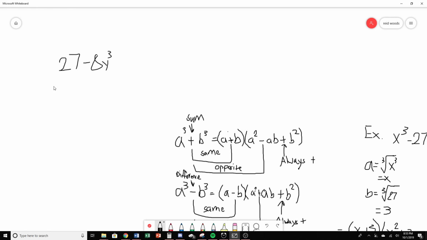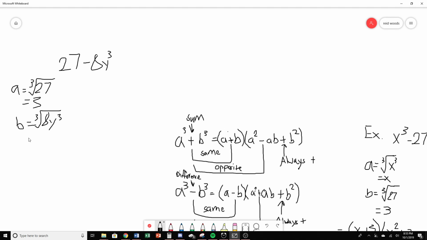So I'm going to start. I've got to solve for what is a? Well, a is the cube root of this 27, which we know from our last question is 3. Then I want to find what is b. Well, b is going to be the cube root of all of this, so it's 8y cubed.